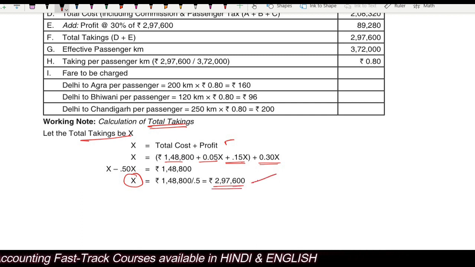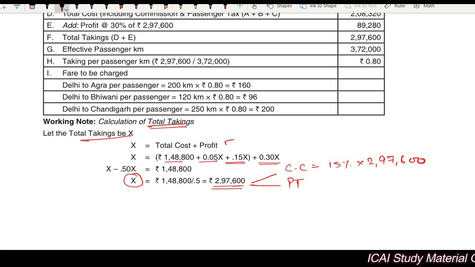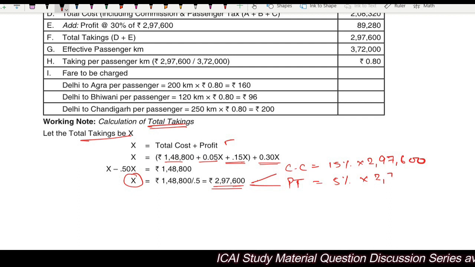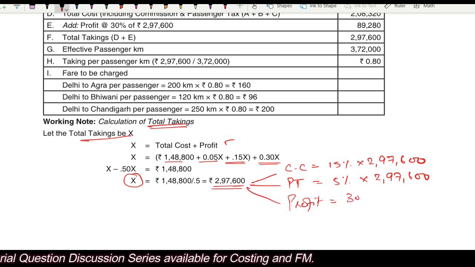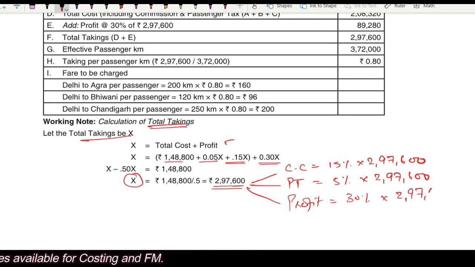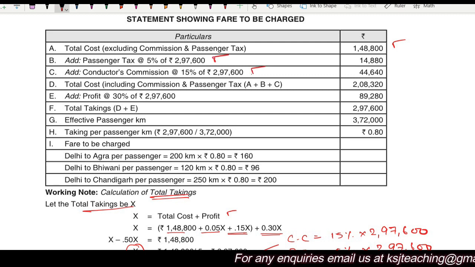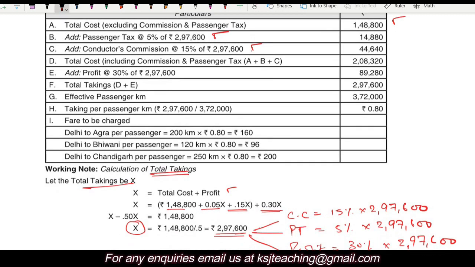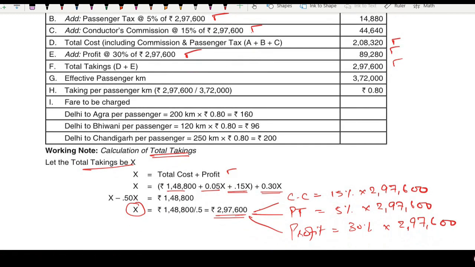So from here, the value of X is 2,97,600, right? Now the conductor commission is 15% of 2,97,600. Passenger tax is 5% of 2,97,600. And profit is 30% of 2,97,600. Any doubts, right? So total cost excluding the commission and tax, add passenger tax 5%, add conductor commission 15% of what we have calculated as total takings. So total cost including everything, then profit 30%. So total takings is 2,97,600, right?